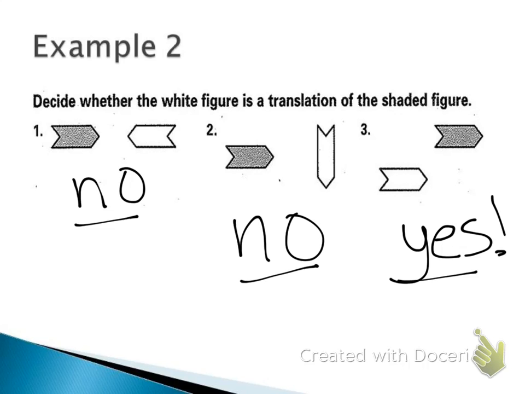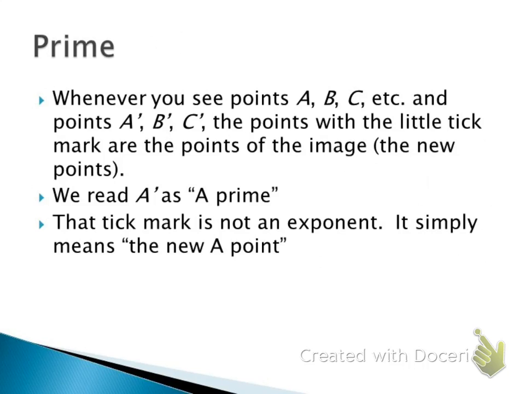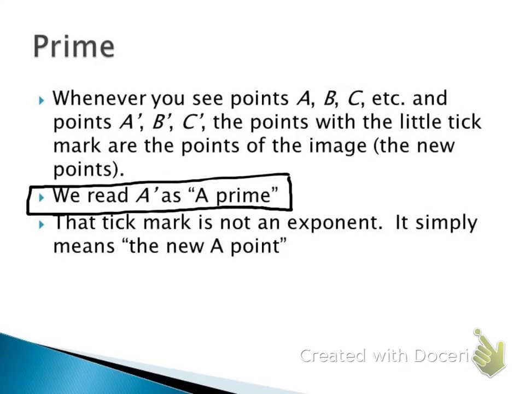Questions? All right, so on this one, I actually just want you to write the second bullet point in your notes. We just write A as A prime. Just write what's in the box. It's an extra 2 words.